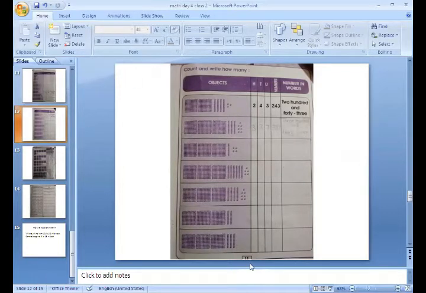Now open page number 11 in your book. Take your pencils and write down the answers. Here the question is given: count and write how many. So you will count these blocks, then you will write the number. So here H means 100, T means tens and U means units. First you count blocks of 100, then you will count blocks of tens, then you will count blocks of units. Then you will write the number in the number column, and in the third column you will write the number in words. So see page number 11.